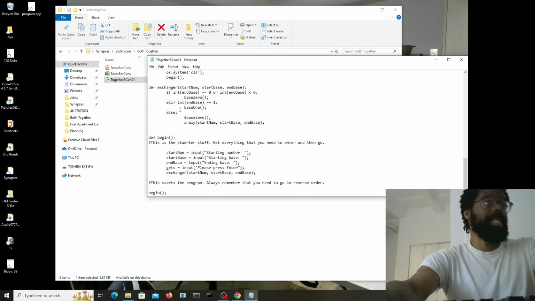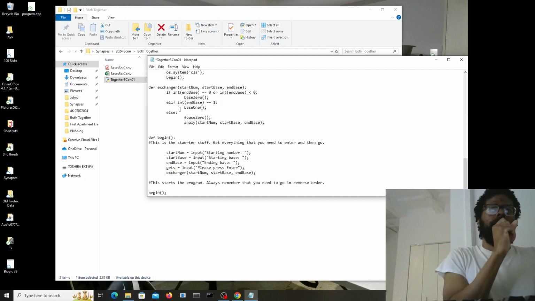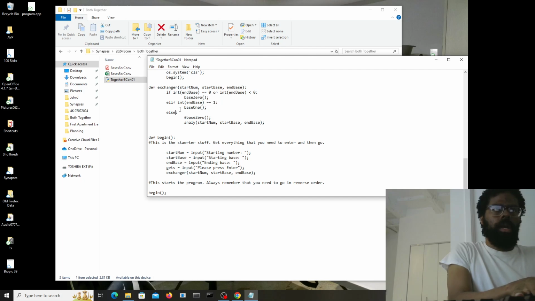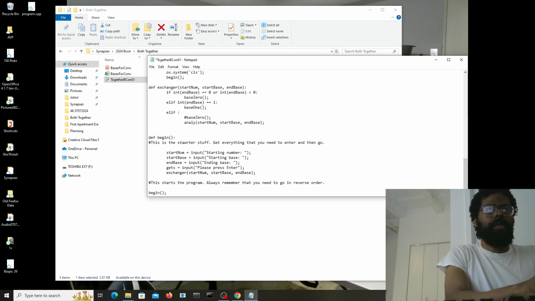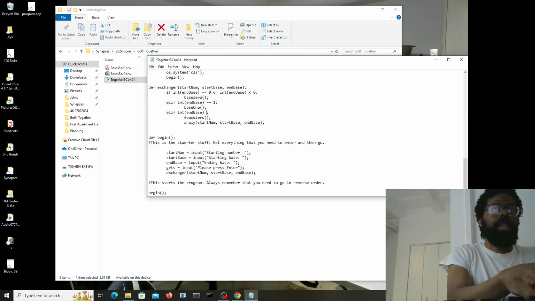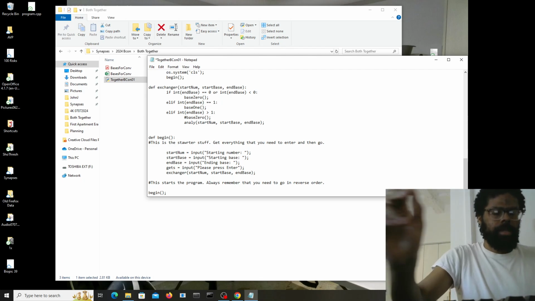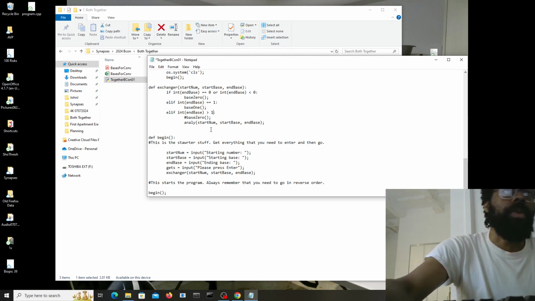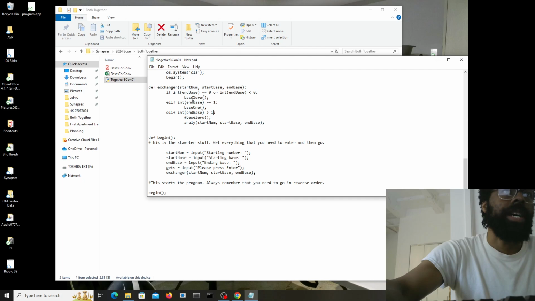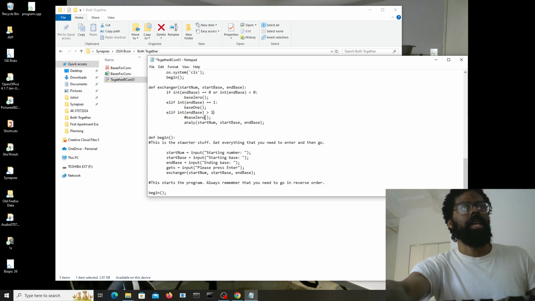And this is wrong. So this is wrong. So go elif int in base is greater than 1. If it's greater than 1, so we start. We do the actual calculations at base 2.